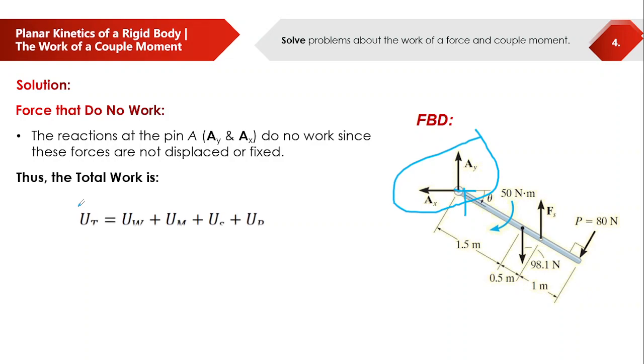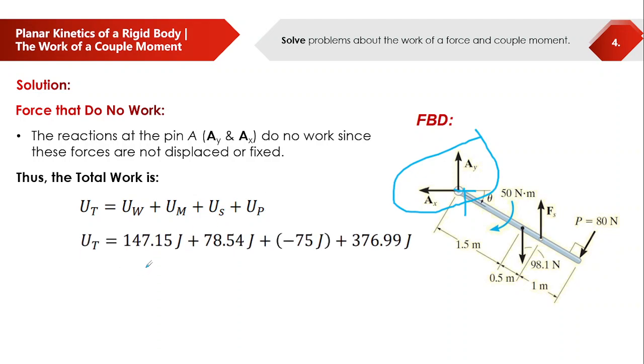So, the total work now will be U sub T is equals to the work of the weight, work of the coupled moment, work of the spring force, and the work of the constant force. Therefore, add mo lang yung mga na-compute natin kanina, so that will be 147.15 joules for weight, 78.54 joules for coupled moment, minus 75 joules for the spring force, and 376.99 for the constant force. So, total nun is 527.68 joules, or approximately 528 joules.